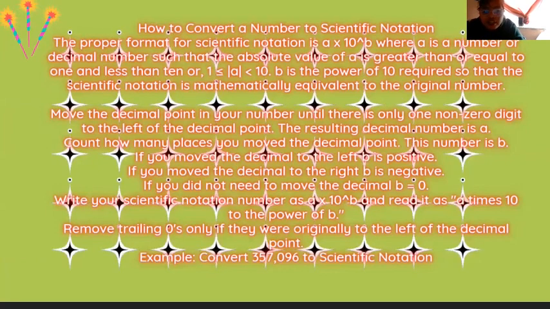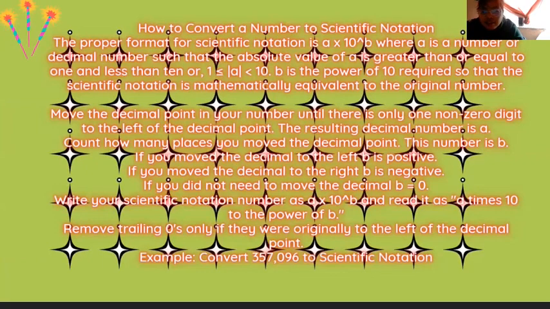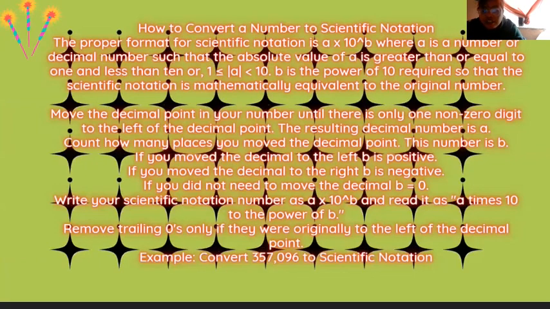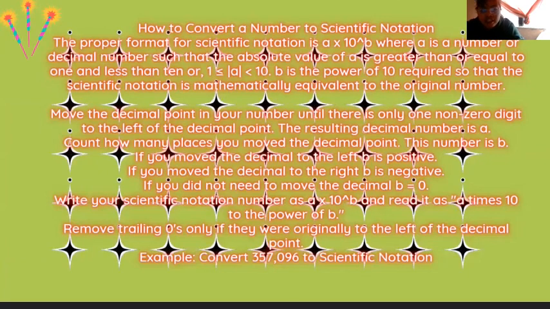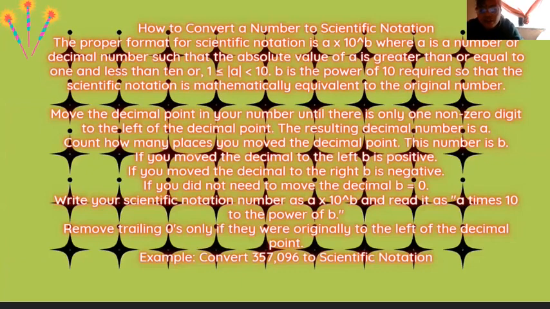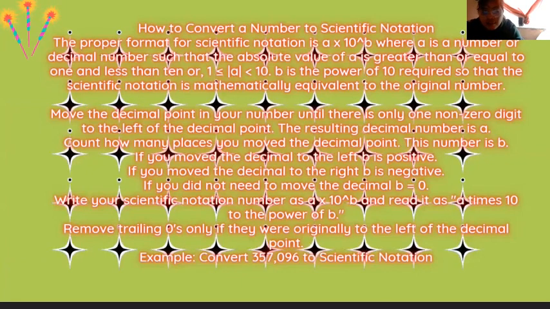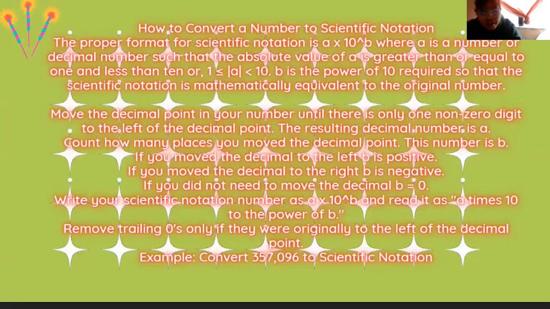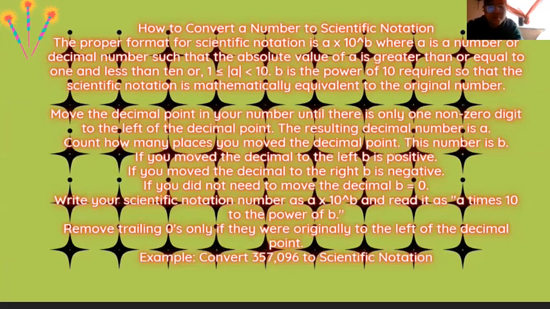Write your scientific notation number as a times 10 to the power of b, and read it as a times 10 to the power of b. Remove trailing zeros only if they were originally to the left of the decimal point. Understood? Okay.